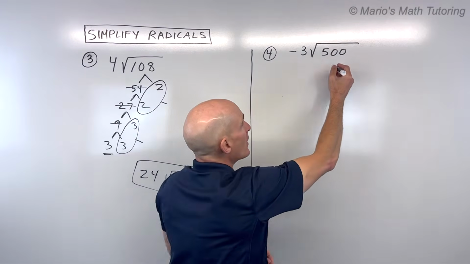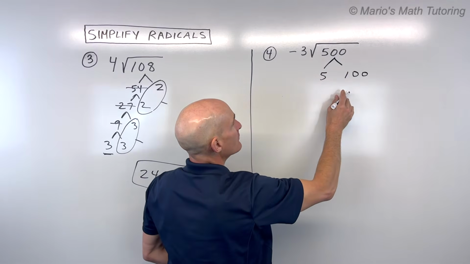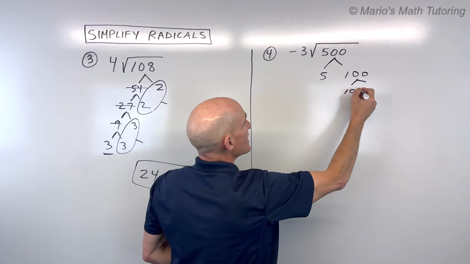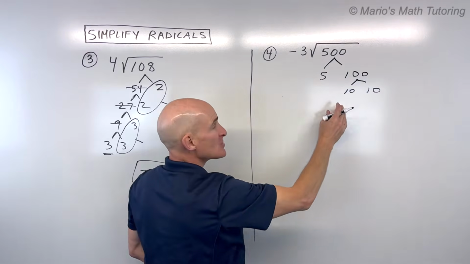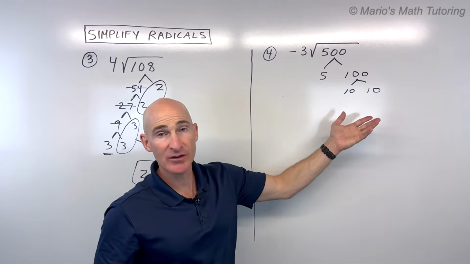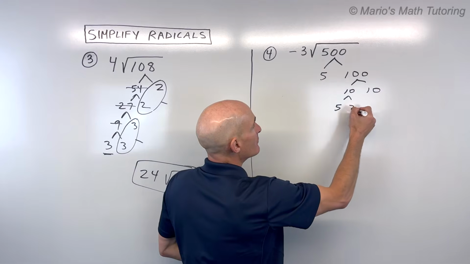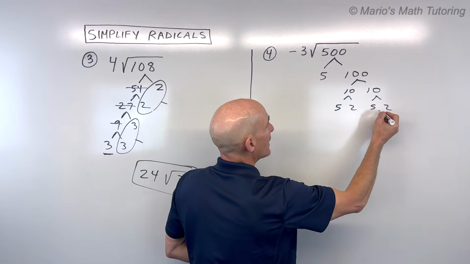If I was doing this one, I would notice that this is really like 5 times 100. 100 is 10 times 10. Now, some students will say, Mario, can't I just stop right here? I can see I've got a pair of 10s. And you can definitely do that. But oftentimes students just keep going until they get down to the prime numbers. So either way is okay.